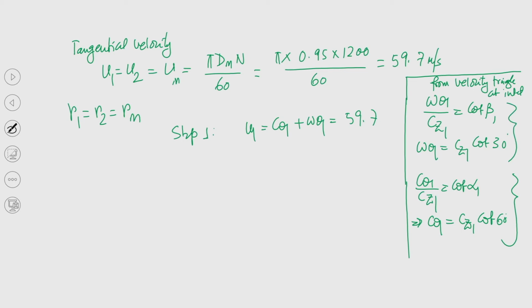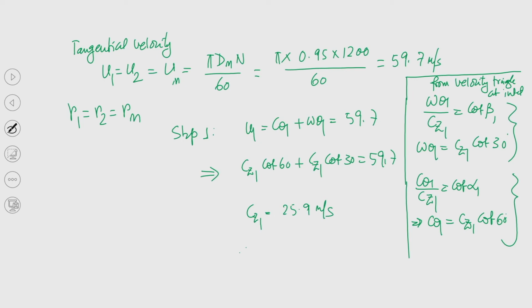Okay. So, now what is Cz1? We can now plug in the value of Ctheta1 and Wtheta1 over here. So, we can calculate Cz1 cot 60 plus Cz1 cot 30 equal to 59.7, and Cz1 if we calculate will be equal to 25.9 meter per second, right.